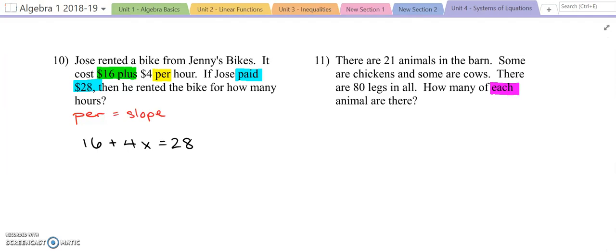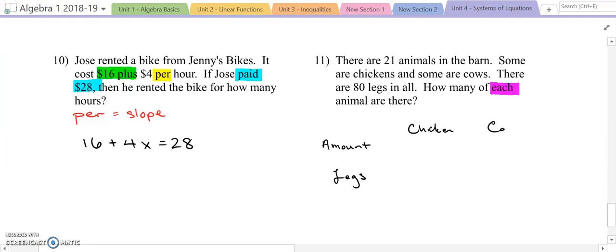But I need to stop you for a second. I want to talk about the fact that, again, just like in that proportion problem, there are two things working together. Number one is we need to talk about the amount versus their legs. I want to talk about a chicken compared to a cow. We're trying to add them all together. So peep game for a second. I don't know how many chickens there are. I don't know how many cows there are. But I know that when you combine them, you get 21.